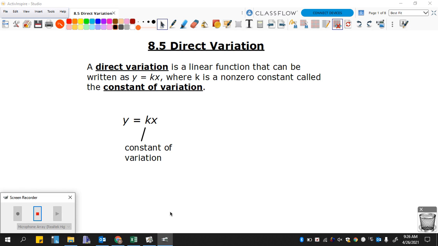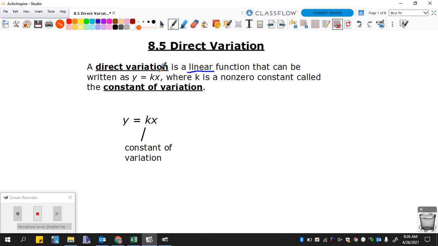All right, in this lesson, we're going to talk about direct variation. Direct variation is a linear function that can be written as y = kx, where k is a number called the constant of variation. One of the key things here is that it's a linear function. That means that it's a straight line.